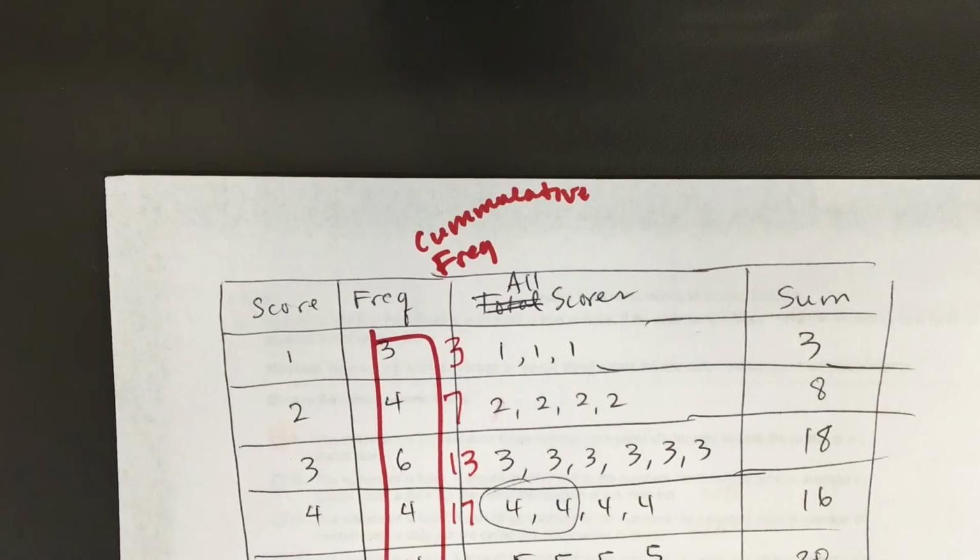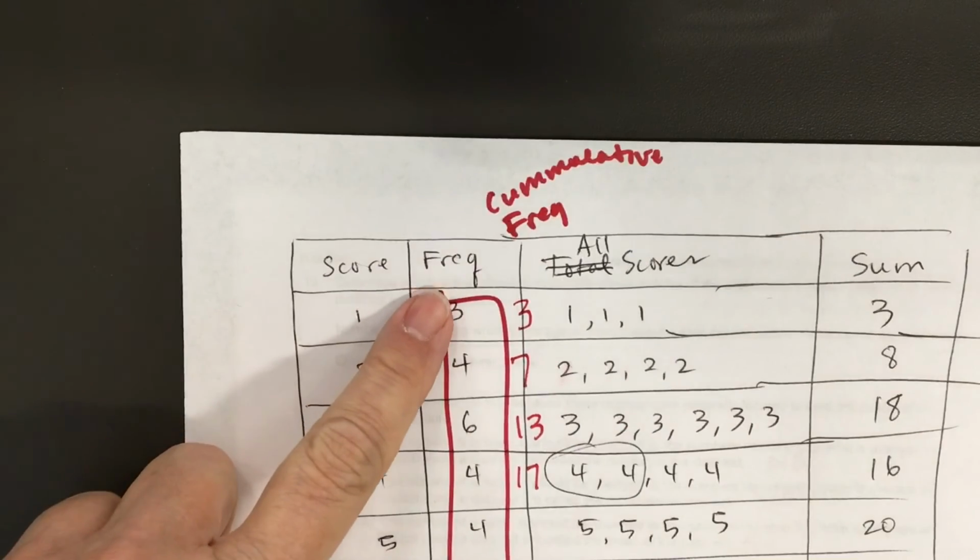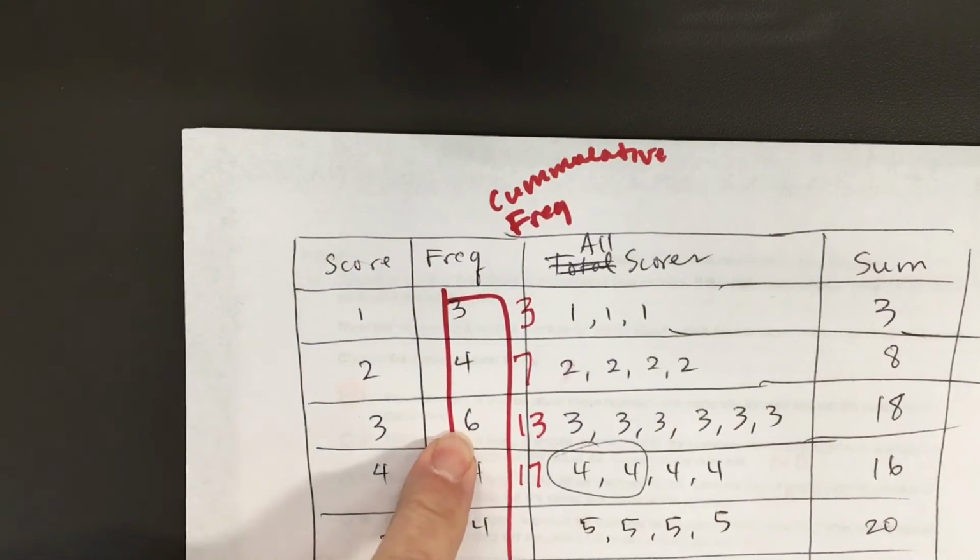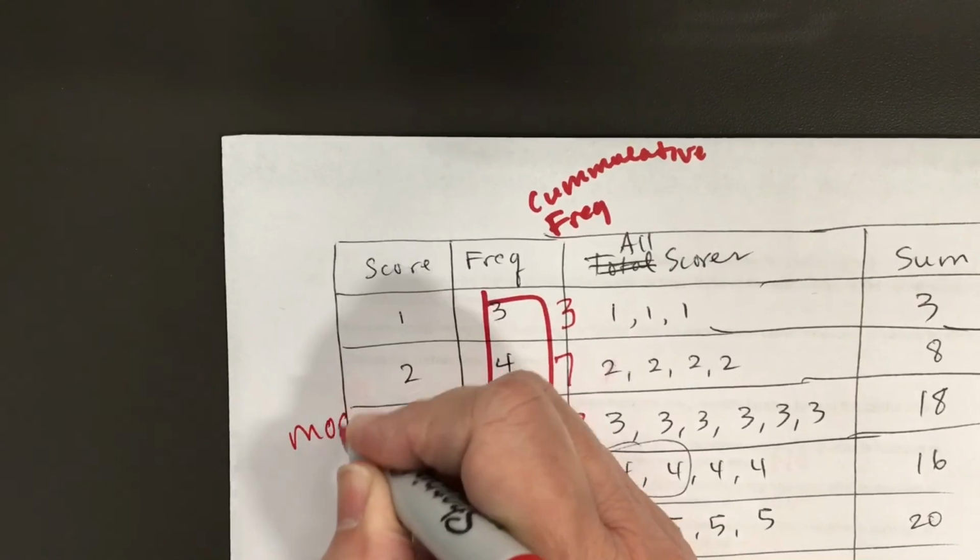Other questions with the chart might be, what is the mode? For the mode, what are you looking for? You're looking in the frequency column for the biggest number. Biggest number is 6, so that's the mode.